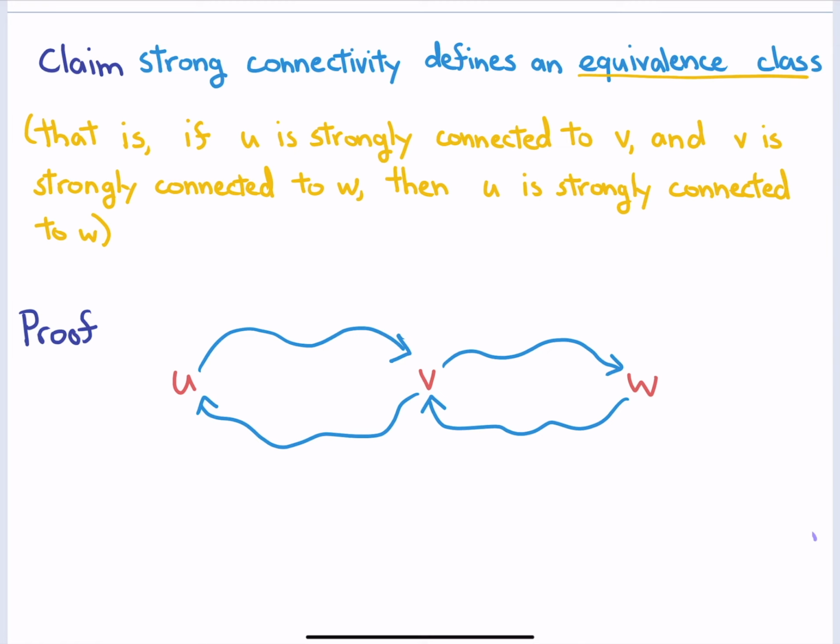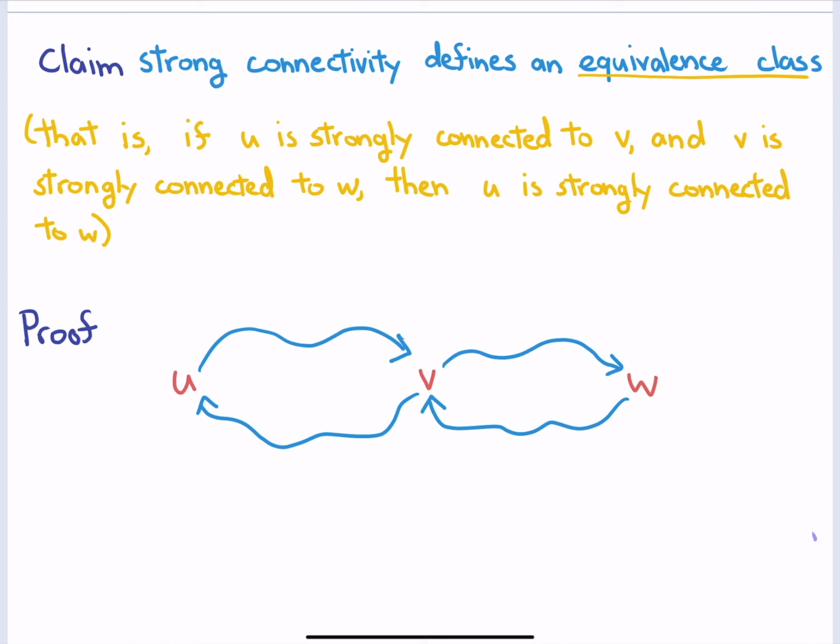So strong connectivity defines an equivalence class, by which I mean in particular, if A and B are strongly connected and B and C are strongly connected, then A and C are strongly connected. All right, so I think equivalence class is sort of an over-the-top word for it. It's not so hard to see.